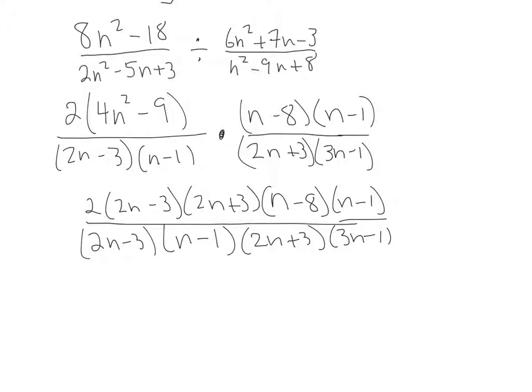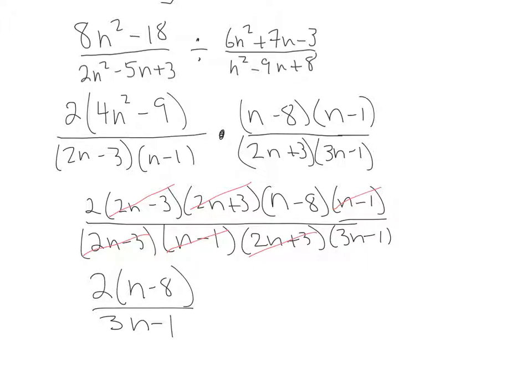And of course, now we can go crazy with canceling. 2n minus 3's cancel. 2n plus 3's cancel. Remember, these are just factors that we can cancel. So as long as the factor is identical, with 1 on the denominator, we can cancel. What this results in is 2 times n minus 8 over 3n minus 1. You could also distribute that back out, give yourself 2n minus 16 over 3n minus 1.